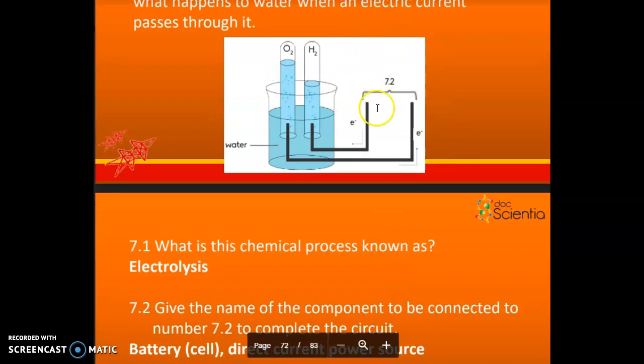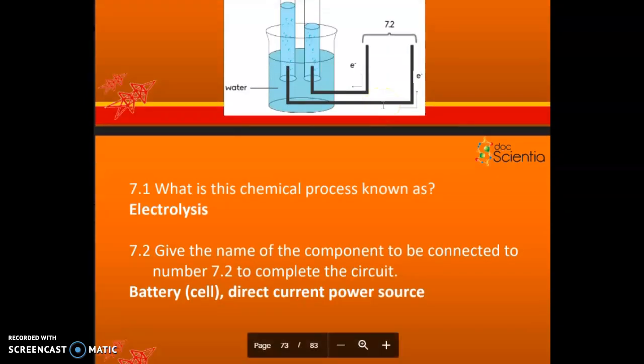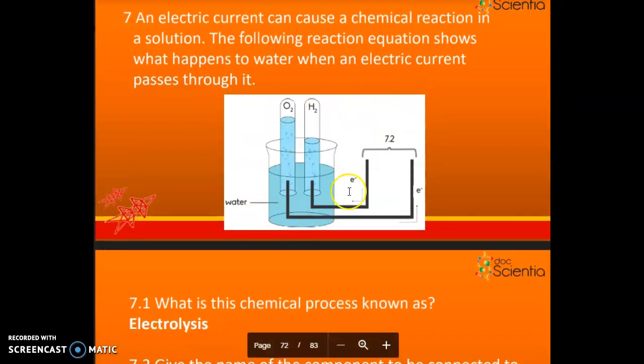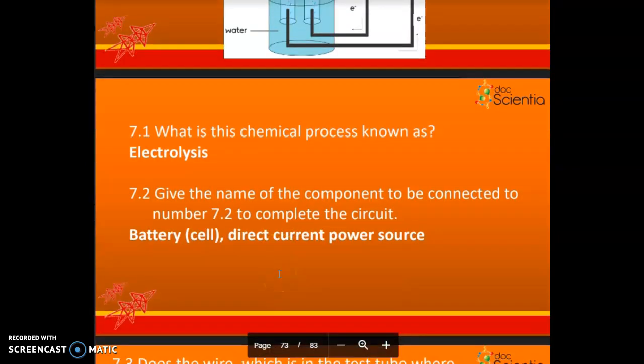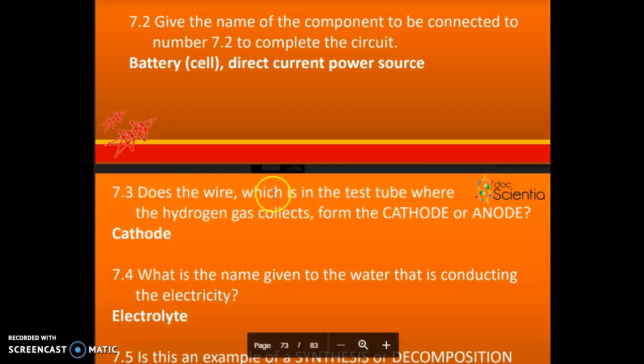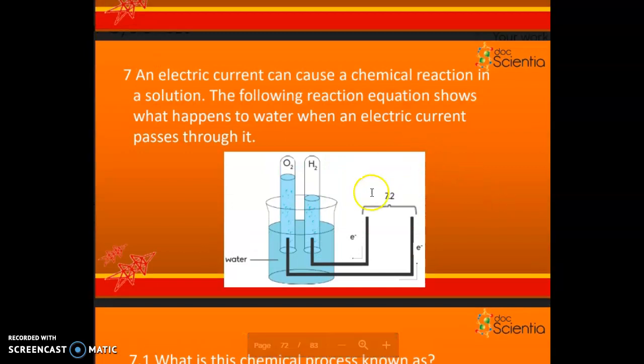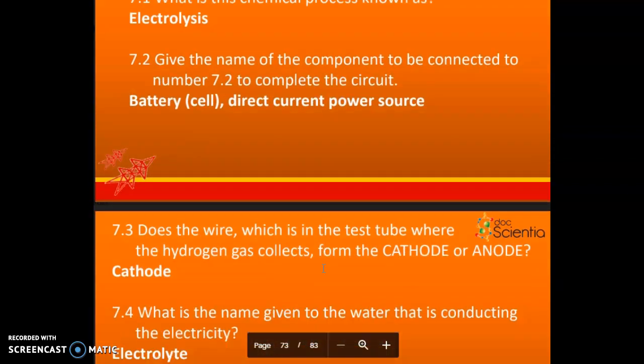7.2. Give the name of the component to be connected to number 7.2 to complete the circuit. So here by 7.2, I thought you put in there a battery, an actual power source. So you need the power source for this to happen. 7.3. Does the wire, which is in the test tube where the hydrogen gas collects from, form the cathode or the anode? So the hydrogen, is that the cathode or the anode? That would be the cathode.